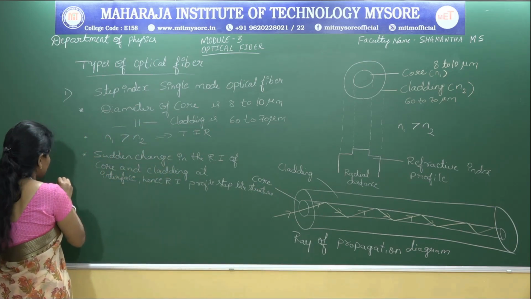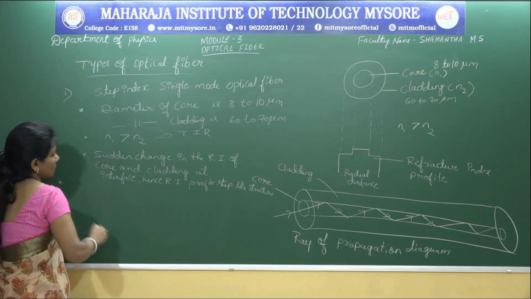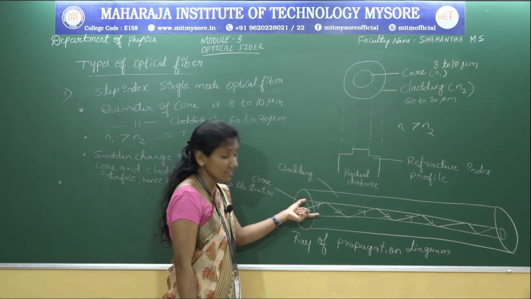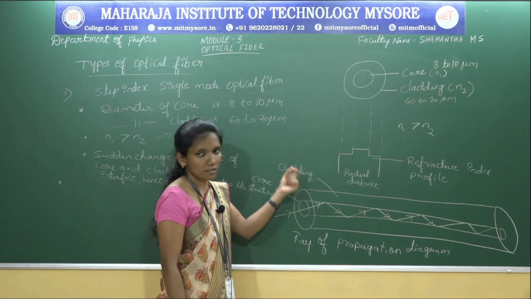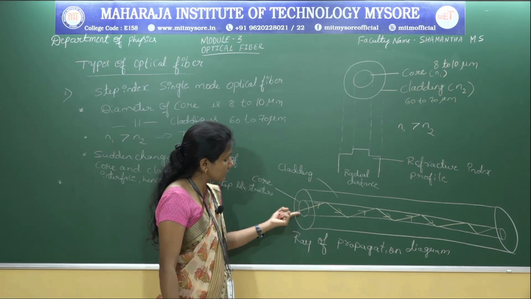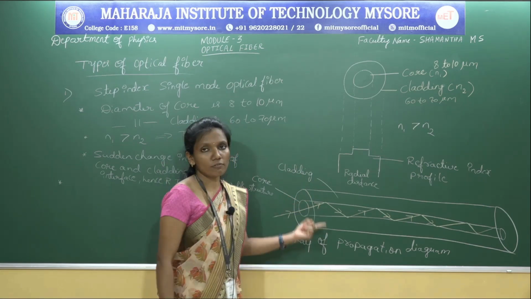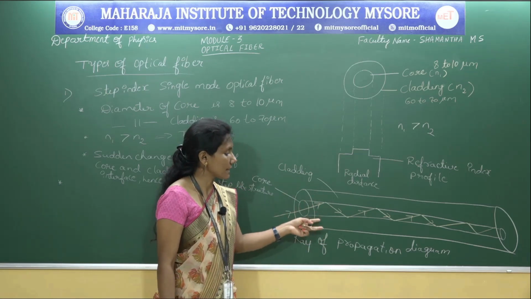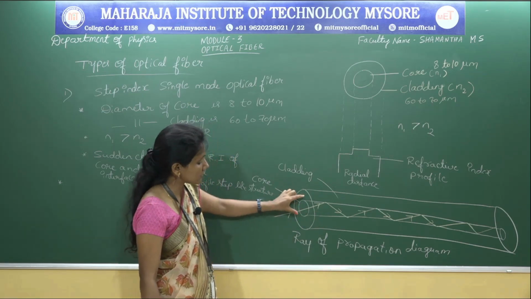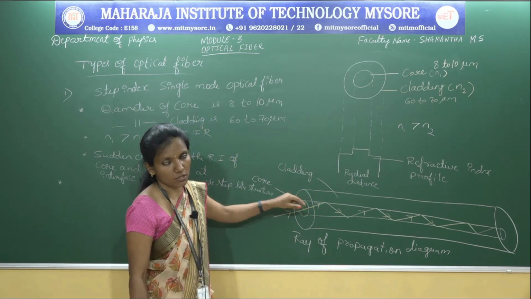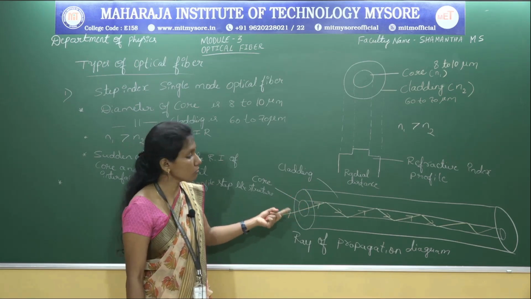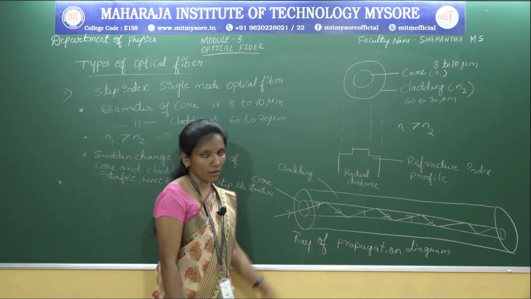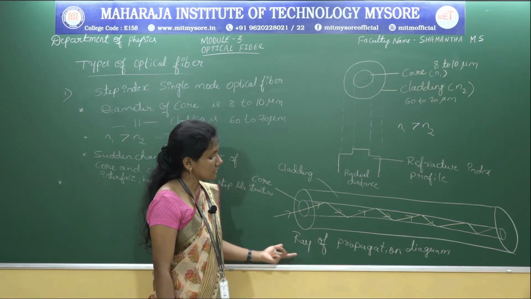And here the diameter of the core is very narrow, so only one ray of light signal can pass inside the core, compared to the cladding, which is much larger. So that's why it can allow only one single ray of light inside the optical fiber. So like this it is considered.